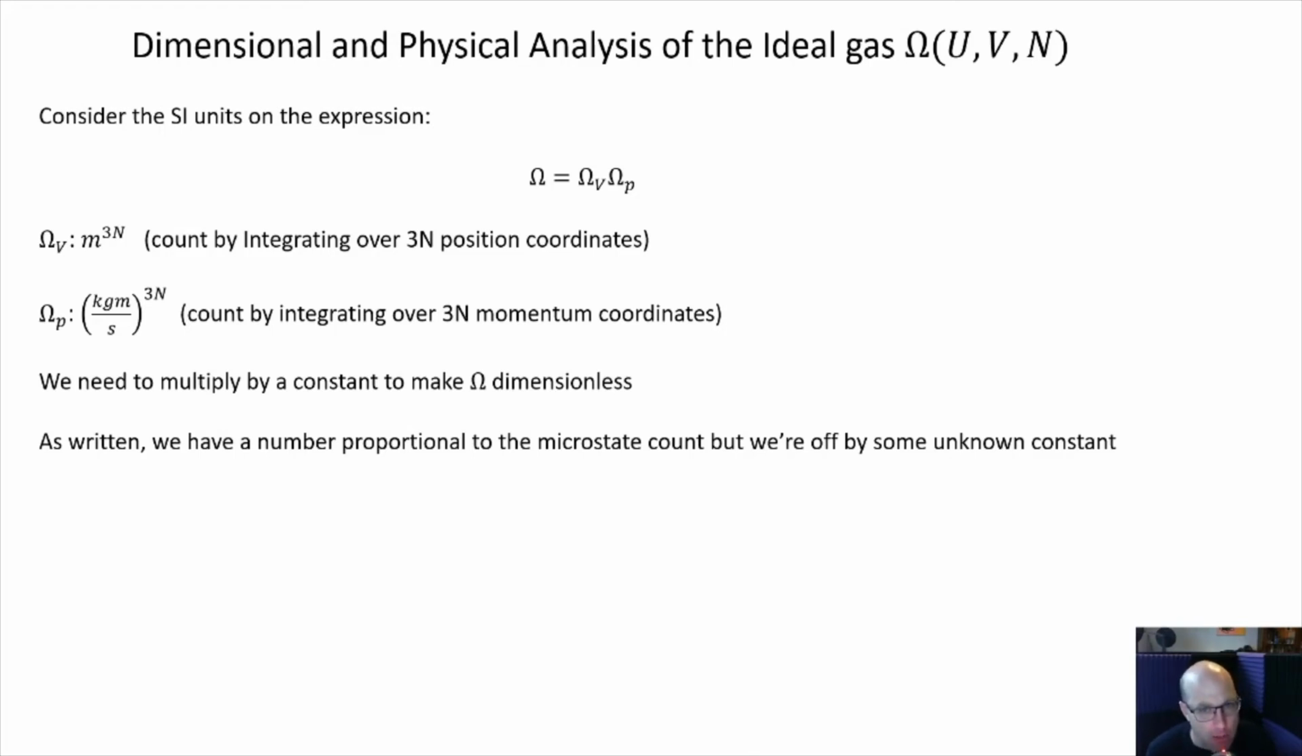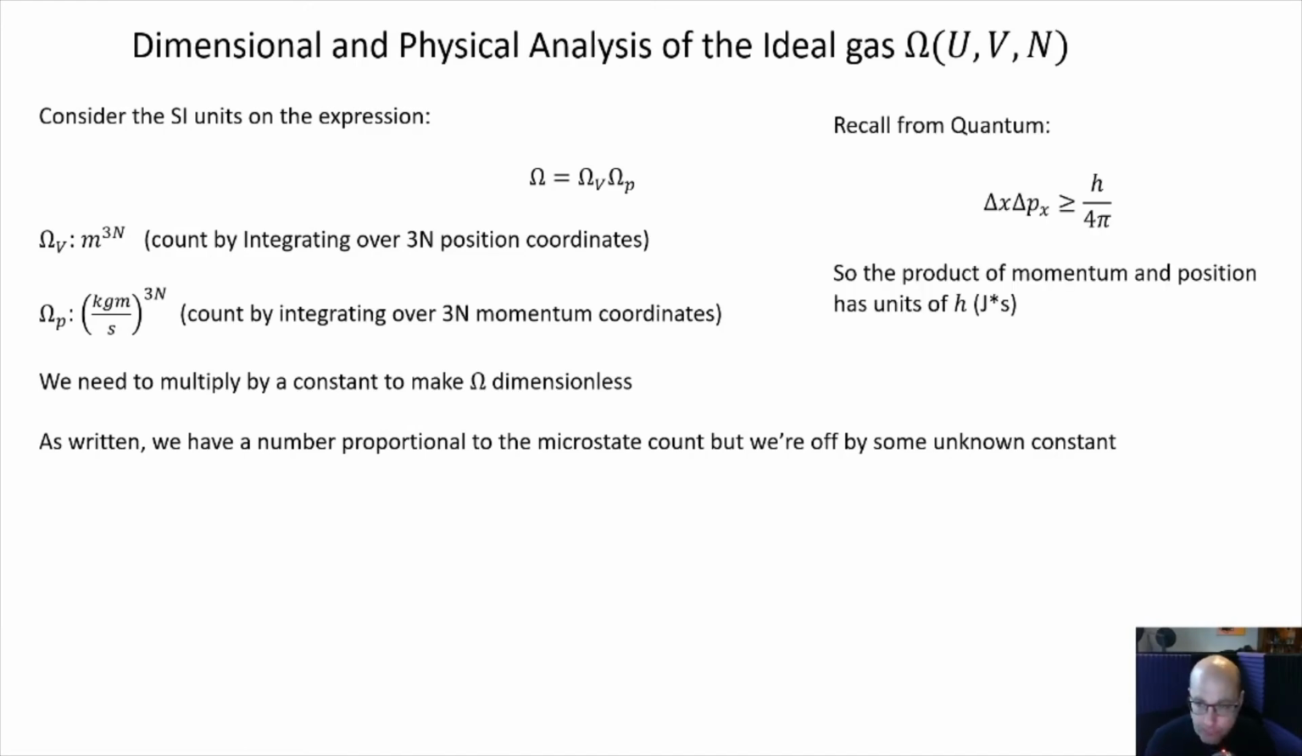But now we know about quantum mechanics. And there's one thing you should keep in mind is that our phase space is made up of positions and momenta. And we know from quantum mechanics that you can't measure positions and momenta to arbitrary precision, right? So the Heisenberg uncertainty principle says the uncertainty in the position of a particle times the uncertainty in its momentum in that coordinate direction has to be bigger than or equal to h over 4 pi. And so this is also a product of momentum and position, right?